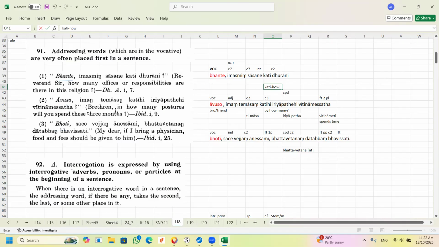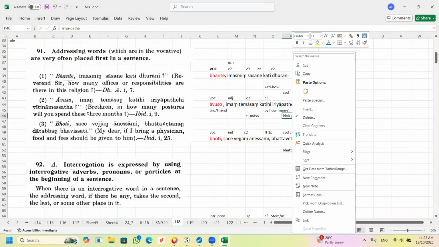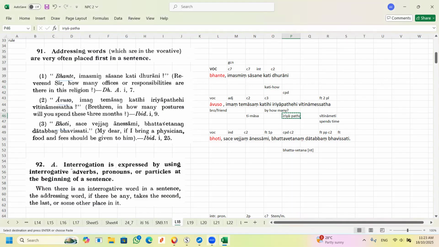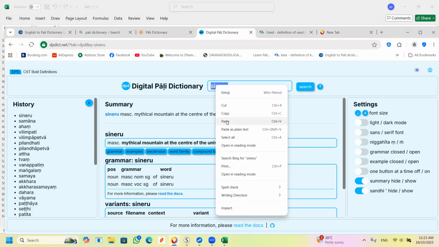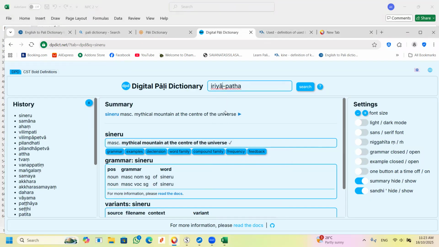This is very funny. In how many posture will you spend? That is not correct. How many posture? The word posture we do on pata, by how many, that's all. Don't have to put posture. Technically, it's how many posture. I'm going to give you the word Iriyapata, to show you the problem of translating this.